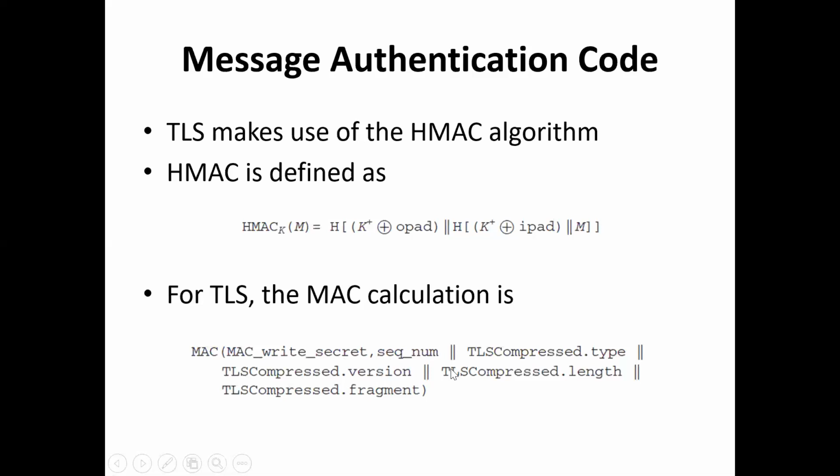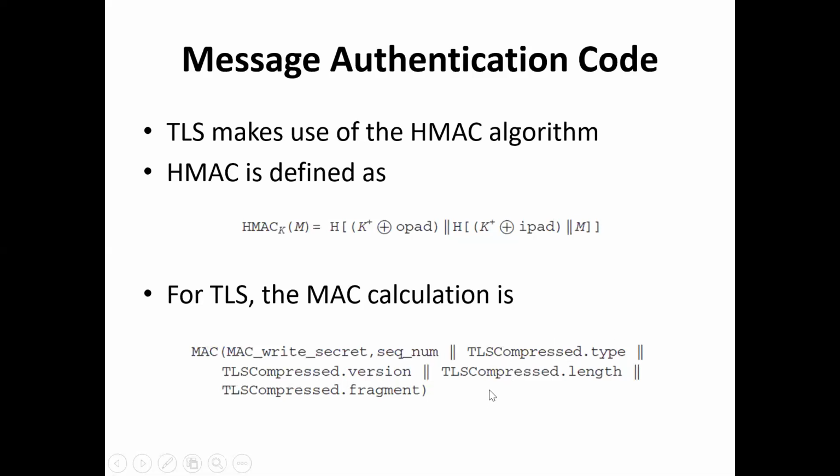Then it is appended with TLS compressed dot type. Why this TLS compressed dot type? This is the type that is used by the higher layer protocol for processing the compressed fragment, whatever fragment we are getting, the encrypted fragment. For processing that, we use the TLS compressed type, used by the higher layer protocol. It takes 1 out of the 10 messages, as with respect to SSL. Then next one, TLS compressed version. Here one more new feature is added, that is the version, TLS compressed version.